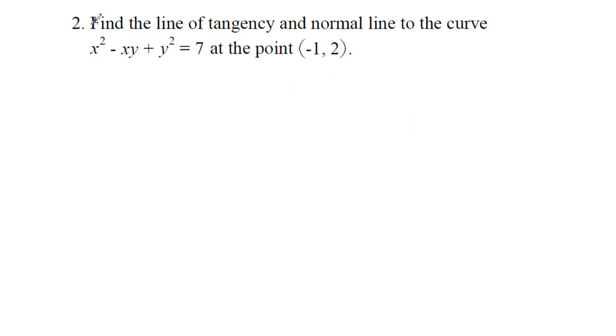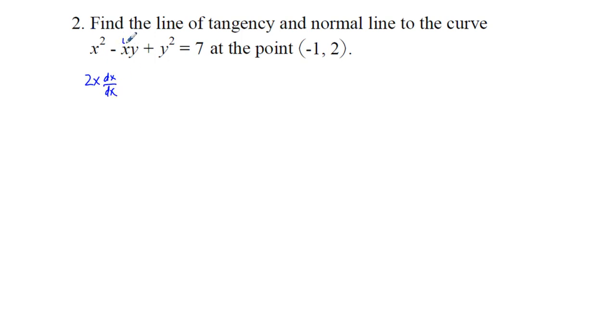Next example we're going to look at is 2. Find the line of tangency and normal line to the curve of this equation here, x squared minus xy plus y squared equals 7, and we're given a point here. Sometimes you're not given a point. Sometimes you're given an x value, and then you have to use the original equation to find the y value, but we're given the point here. So again, implicitly differentiating, the derivative of x squared is going to be 2x, and we have dx dx.